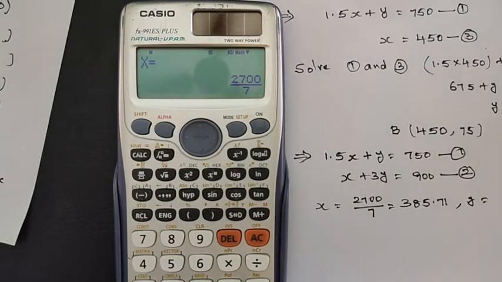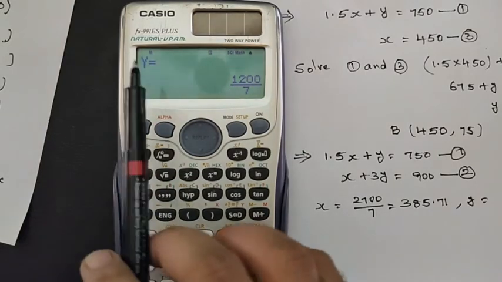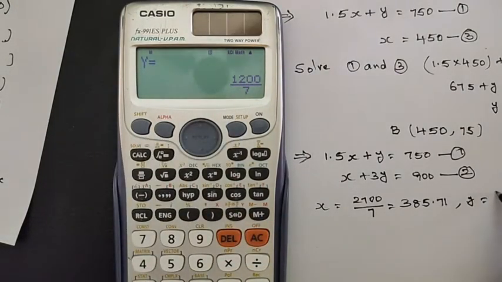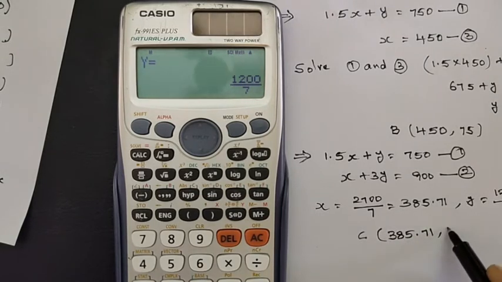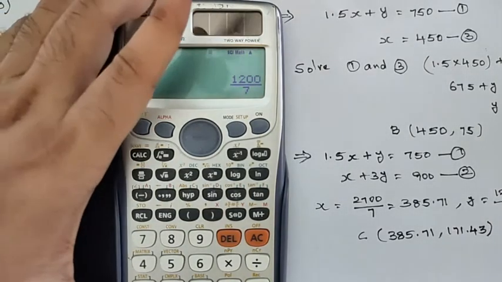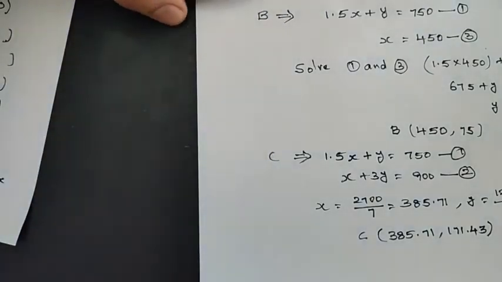Then what is the value of y? So in the calculator again press equals, then you will get y equals 1200 by 7. What is 1200 by 7? 1200 by 7 is equals to 171.43, right? So if you write them as vertices, then C is 385.71 comma 171.43, right?